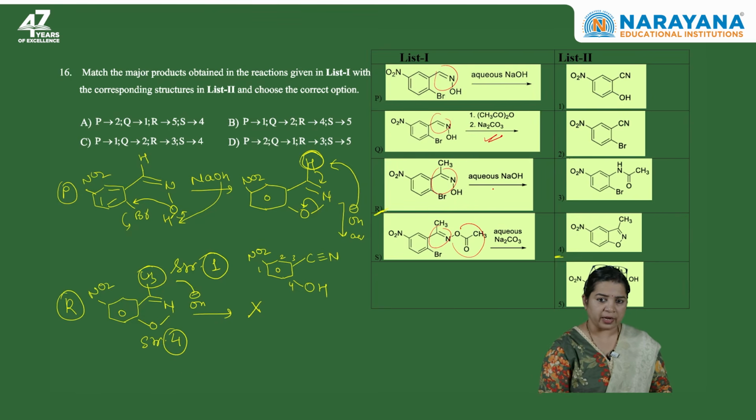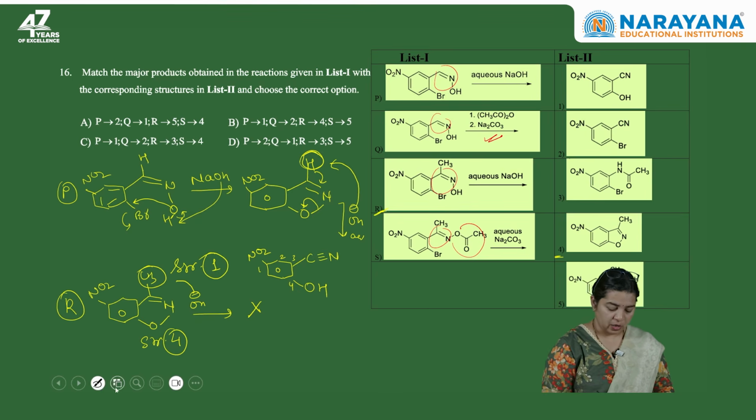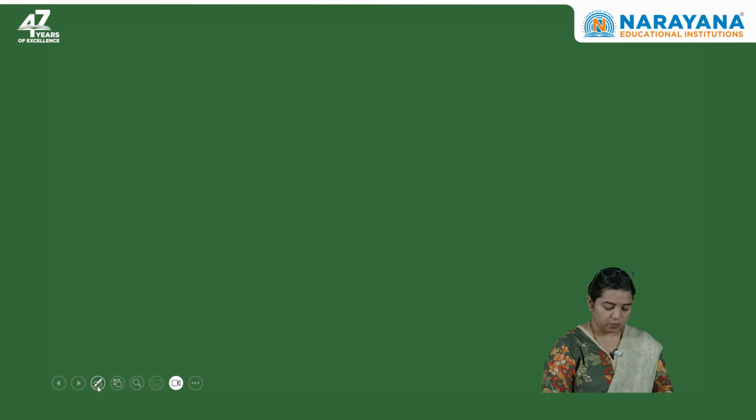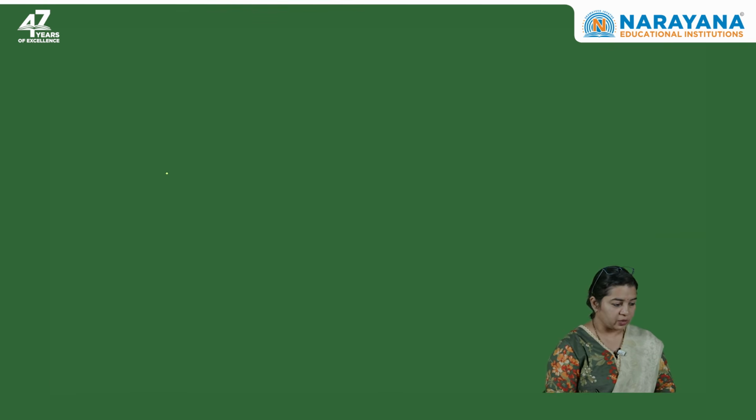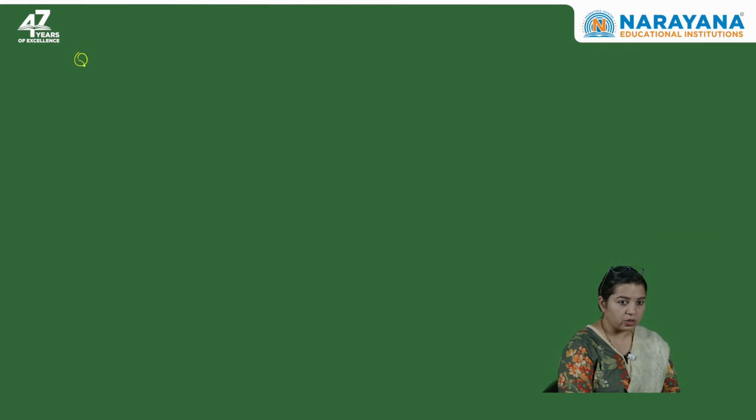Here they have already attached, but acetic anhydride is to be reacted followed by Na2CO3. Let us do that. Okay, so let us have a fresh page to write those reactions. Now option or list 1, second compound Q. First, let me copy the structure.